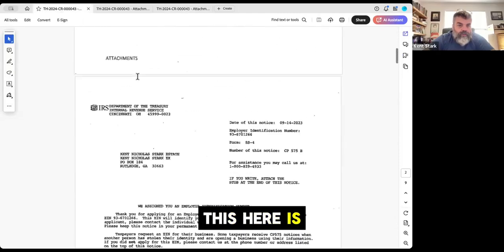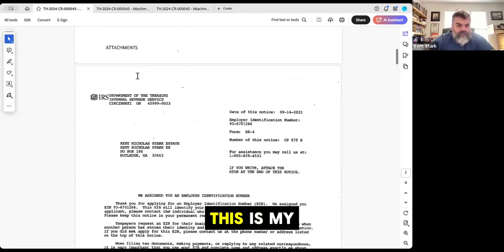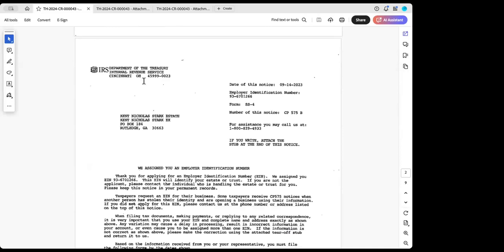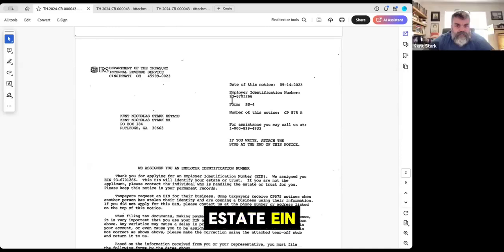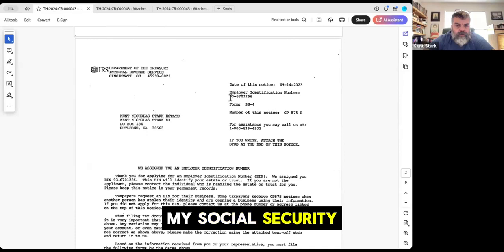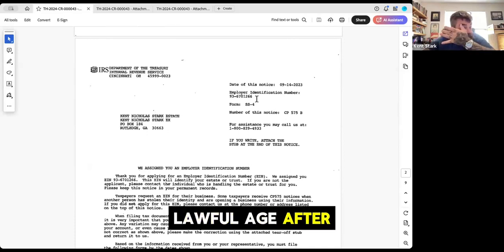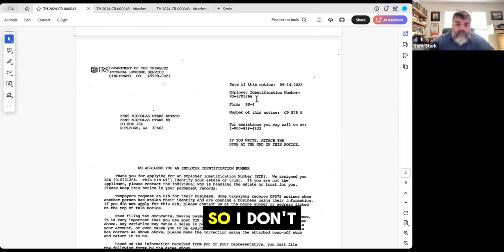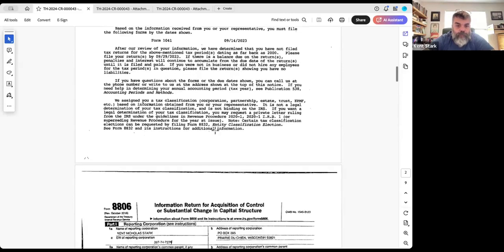This here is my estate EIN. So this is where I put my social security number in estate, because I'm of the legal lawful age, over the age of 25. So I don't need a trust to take care of me anymore. I want to liquidate it. So I put it in estate.